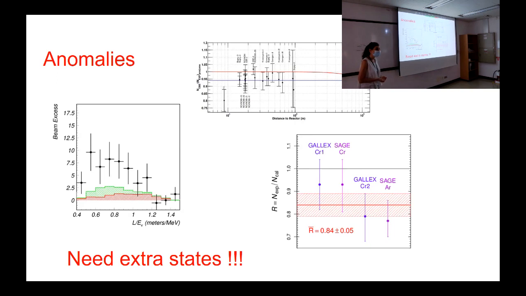But I have measured the invisible width of the Z boson in the LEP experiment at CERN in the 90s. So I know that there are three neutrinos that couple to the Z boson. So if I want to include more neutrinos into the game, whose masses are smaller than the mass of the Z over two, I better make sure that these new neutrinos do not couple to the Z boson. And this is why they are called sterile neutrinos.